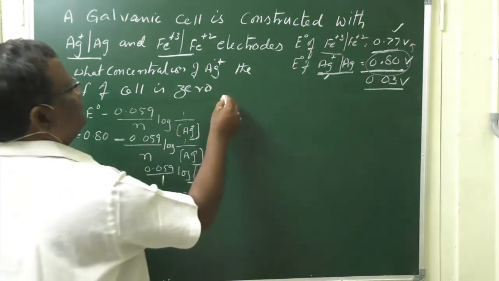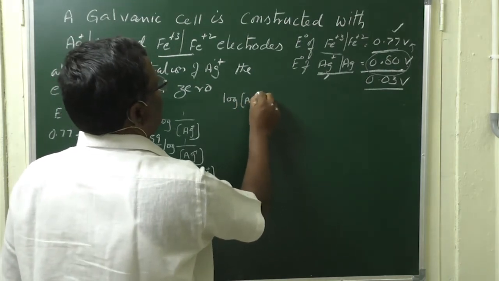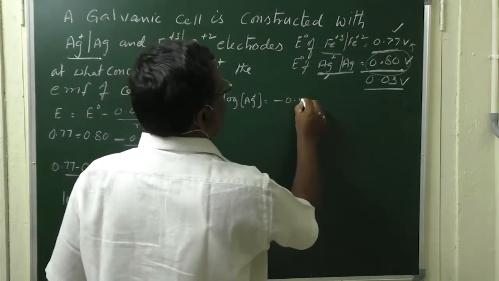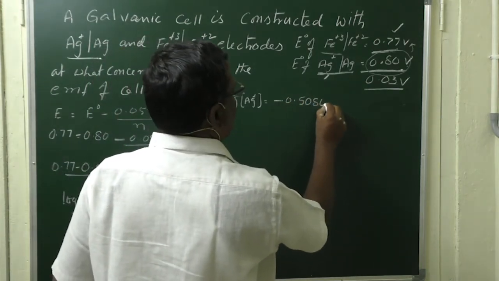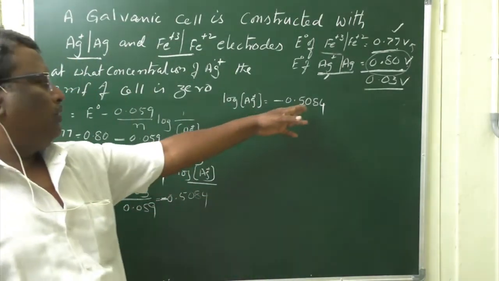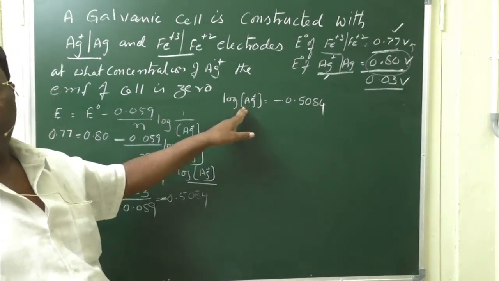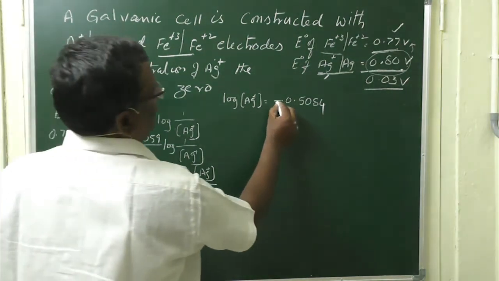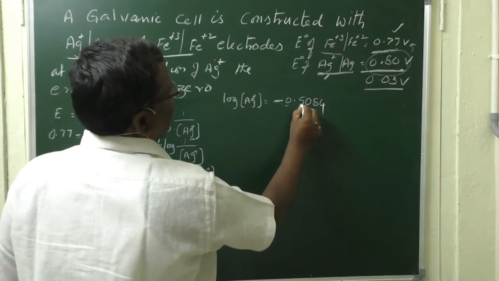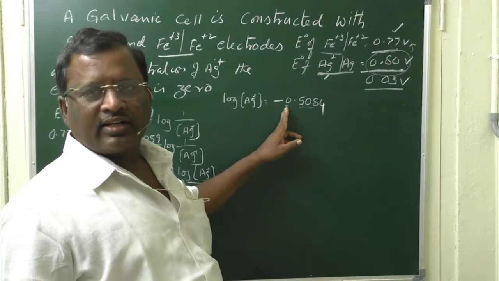So log concentration of Ag plus ions will be minus 0.5084. Simply by taking the log value, the anti-log of this can give us the concentration of Ag plus ions. But the problem is, here we have a negative sign. This negative sign implies both characteristic and mantissa. This part is the mantissa and this is the characteristic.